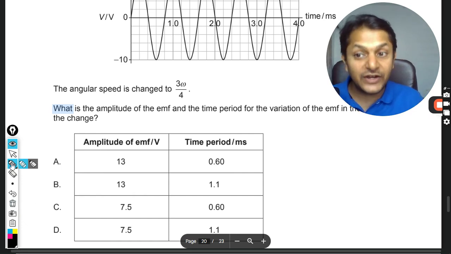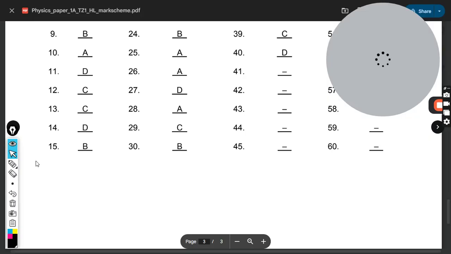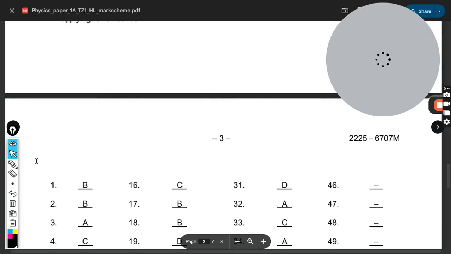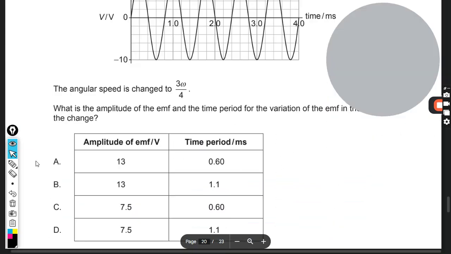Let us first verify the answer. This is question number 31, and yes, the answer is D. And this is how we do it.